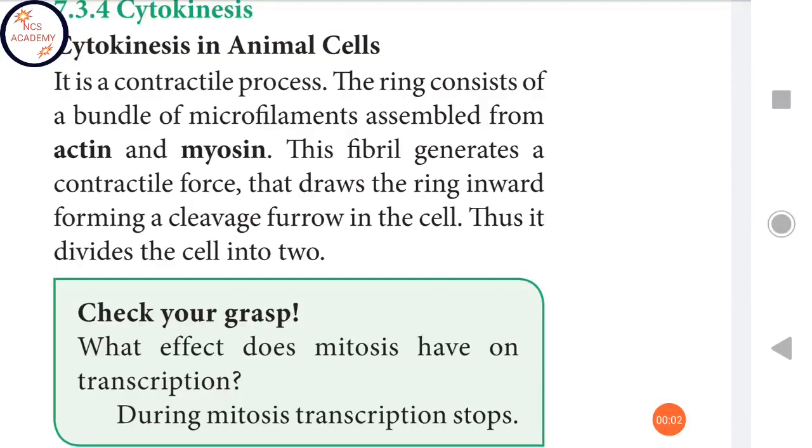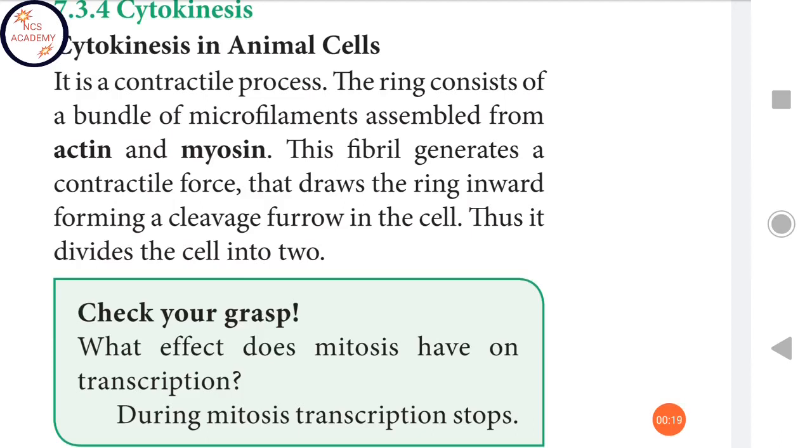Dear students, today we are going to discuss the 11th botany, chapter 7, cell cycle. First question, differentiate cytokinesis in plant cell and animal cell.